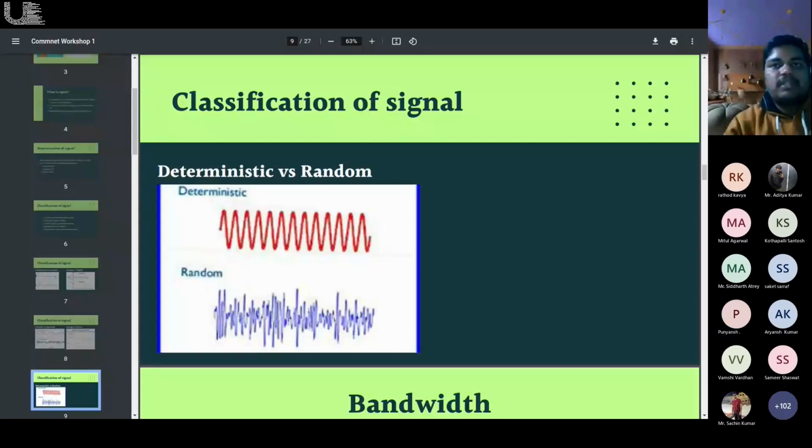So random signals are signals where we cannot find the amplitude of the signal if we are given an argument, like a time instant. If we want to find the value of the signal at that time instant, we cannot determine it. In that case it is a random signal, and the best example of a random signal is noise. I think it's clear to everyone.